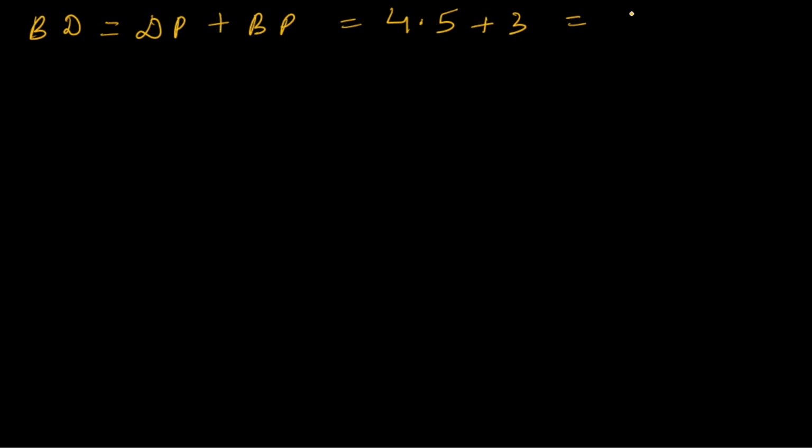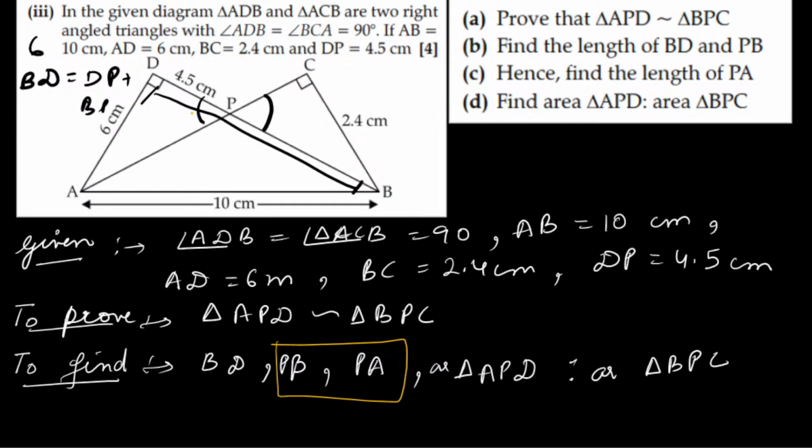Is BD correct? 7.5. Is the value of BD correct? 7.5. AP is 7.5. Okay, yes. So BD we have found 7.5. We just added these two. So BP is 3 centimeter and DP is 4.5. If you add these two, you'll get the value of BD. Okay, so we have done this one.